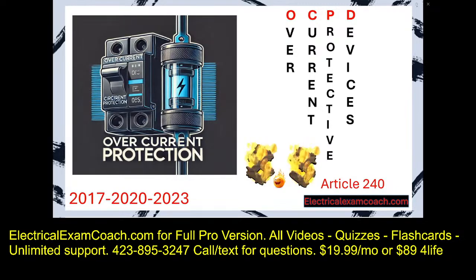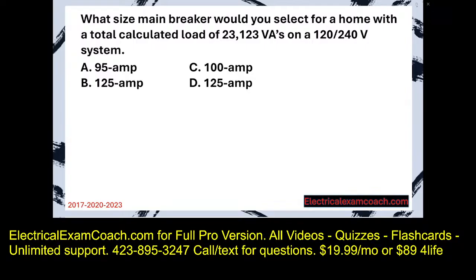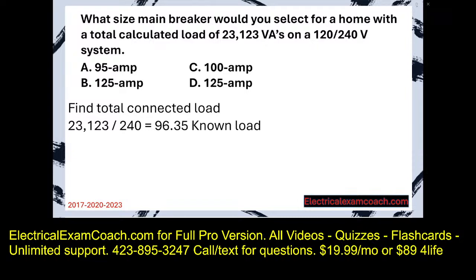Let's get to it. What size main breaker would you select for a home with a total calculated load of 23,123 VAs on a 120/240 volt system? Step 1, find our total connected load. Well, they've already done the load calculation for us, so all we have to do is take our total known VAs and divide it by our service size, and that's going to give us our load in amps. In this case, it's 96.35. We would round down to 96.